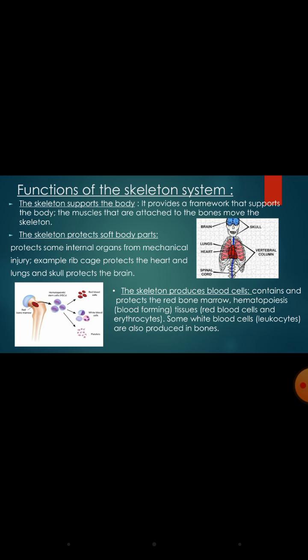The skeleton produces blood cells. It contains and protects the red bone marrow, the hematopoietic tissue, which produces red blood cells, erythrocytes. Some white blood cells, leukocytes, are also produced in bones.